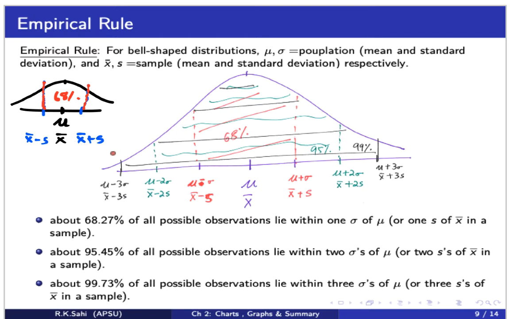Now, when we go 2 standard deviations on either side of the mean, I'm going to say mu minus 2 sigma on the left-hand side and mu plus 2 sigma on the right-hand side. What it says is 95% of the population or the data values or the observations lie within 2 standard deviations of the mean.